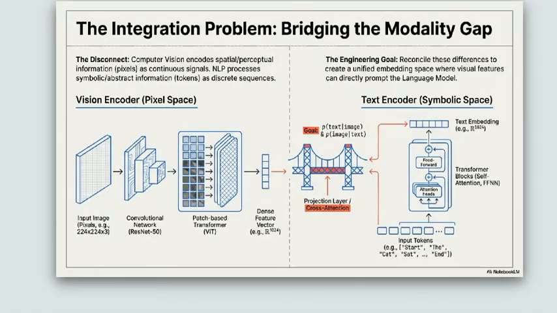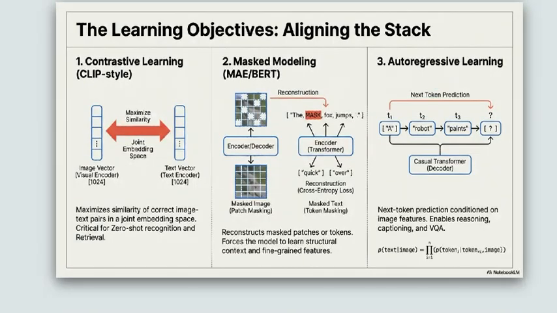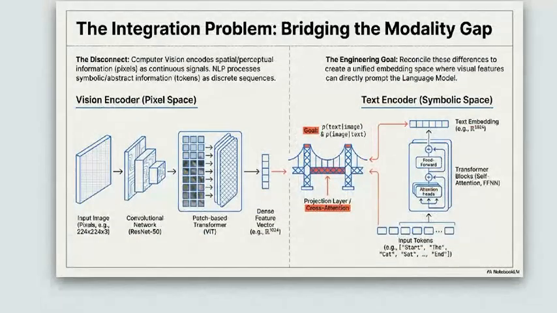So the engineering goal, as shown in the InternVL architecture, is to build a unified embedding space. The diagram in the source shows a literal bridge connecting a vision encoder on the left and a text encoder on the right. That's a projection layer. In the InternVL architecture, and frankly in most modern VLMs, you have that vision encoder digesting the image and the text encoder digesting the prompt. The projection layer is basically a mathematical translator.